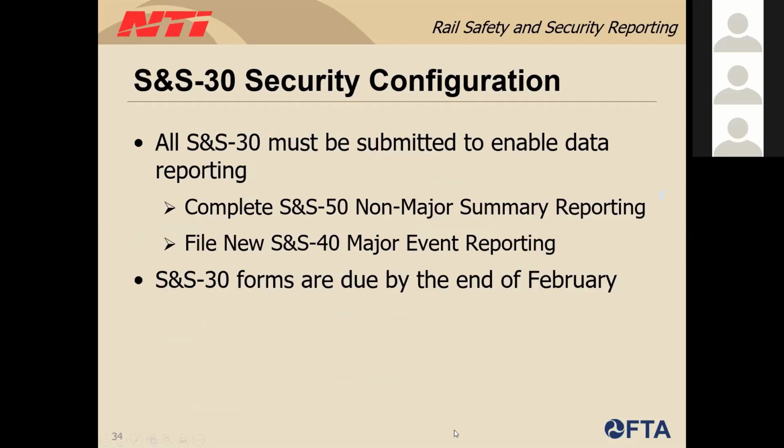All SNS 30s must be completed and submitted to enable reporting. You cannot create an SNS 40 or edit an SNS 50 until all the SNS 30s are submitted. All SNS 30 forms should be completed by the end of February, and that's because that's when your January data is due by, even if you do not submit SNS 50 reports, which applies only to commuter rail modes and the Alaskan Railway.